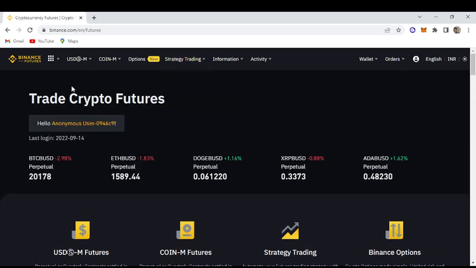And that's the basics of Binance about trading and all. So next we are going to see some coins for today. Let's see how it is going.